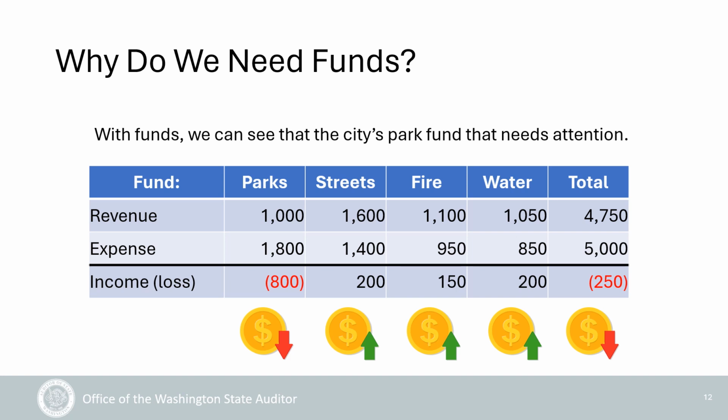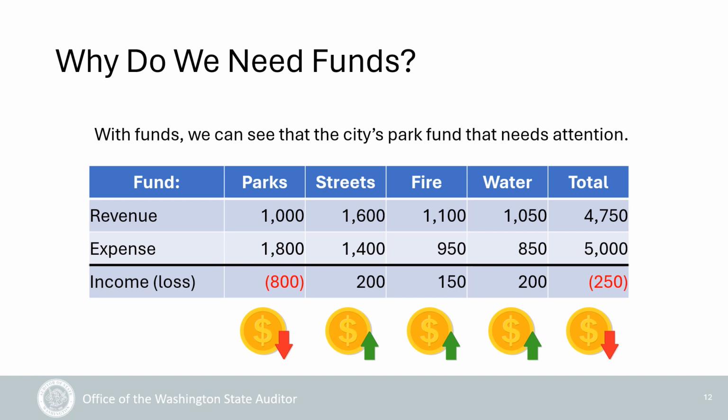We now know not to just raise water rates. That won't solve the park fund's deficit. Fund accounting can also help your government justify rate increases.